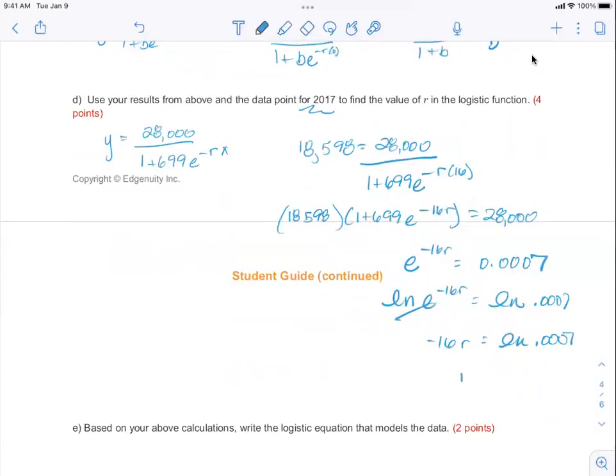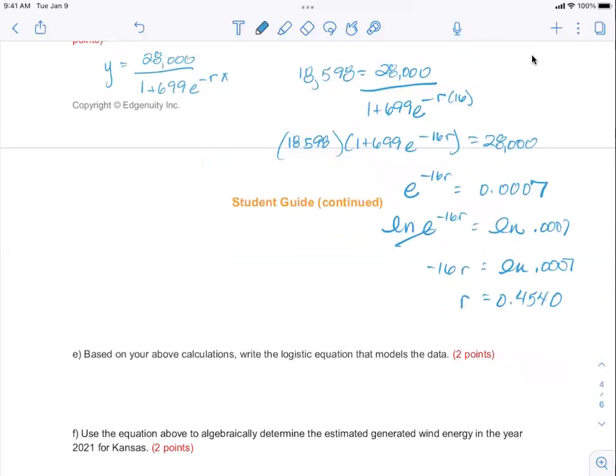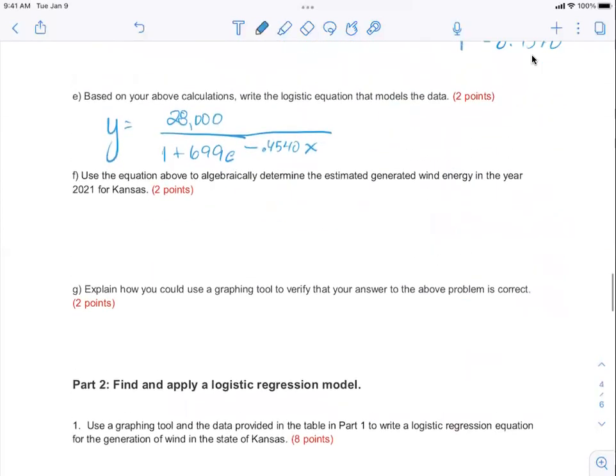Divide both sides by negative 16, so r is equal to 0.4540. Based on your above calculations, write the logistic model for the data. This is, again, where we just substitute everything in. So y is equal to 28,000 over 1 plus 699 e to the negative 0.4540x. Sometimes you see a t there. That's what I got a little confused about. If you remember exponential growth equations, this is the exact same thing. The equation's just a little bit more complicated.